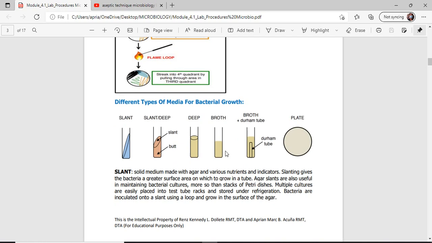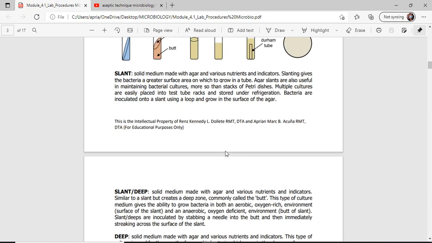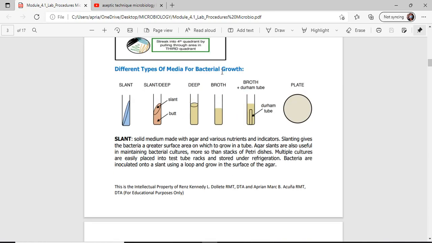Okay, and you have here the types of your media. You have your deep, right? You have your slant, your slant deep. Okay, the difference between your slant is in the corners of your tubes. Then you have your slant butt, your slant deep agar in a tube. Then you have your deep and your broth. This is a liquid. Then this is a broth with a Durham tube. Okay? What is the purpose of this Durham tube?